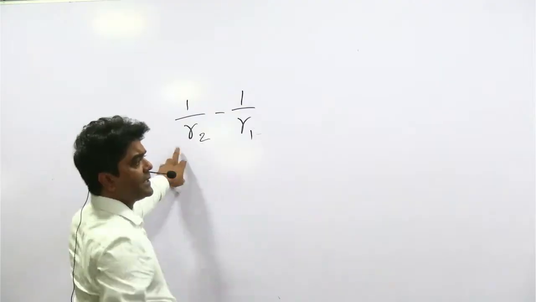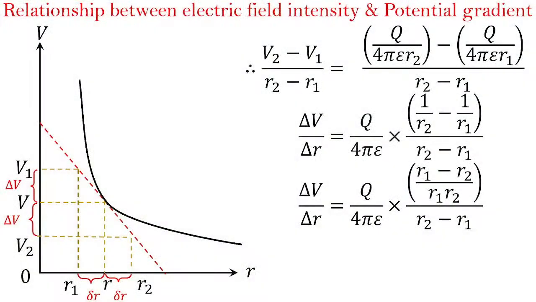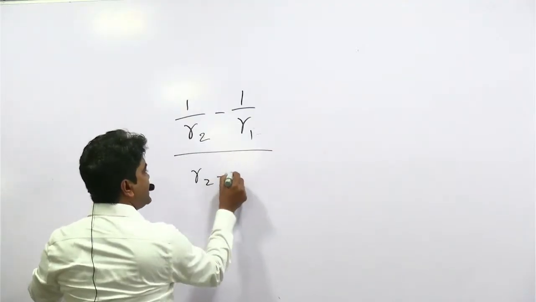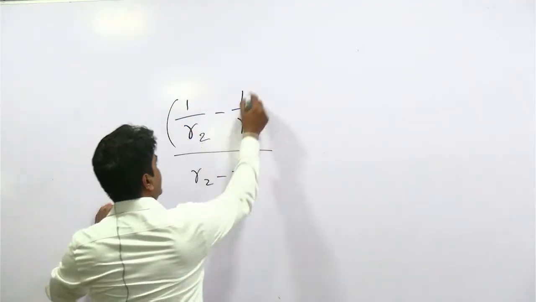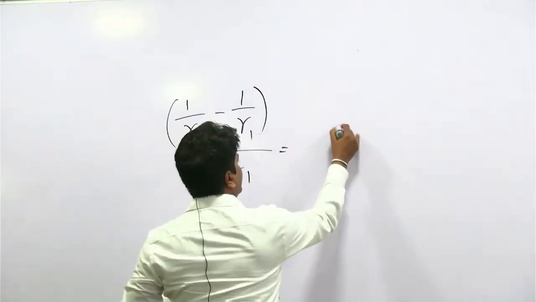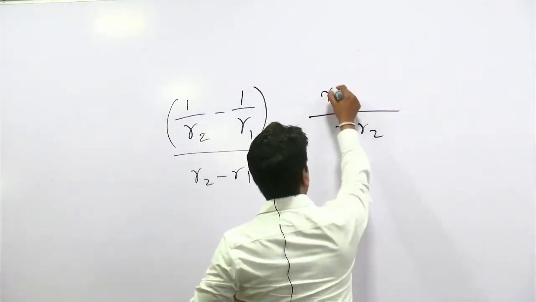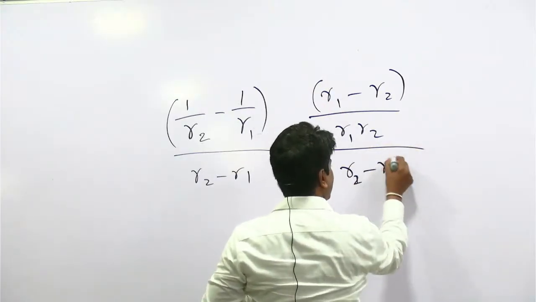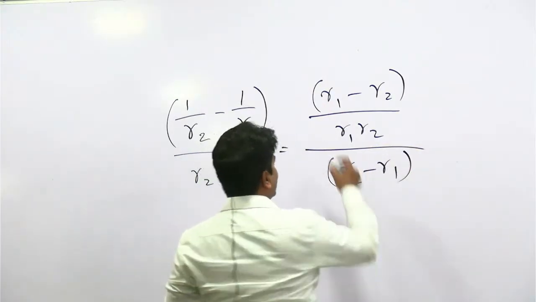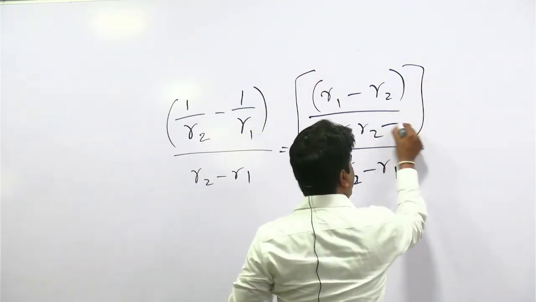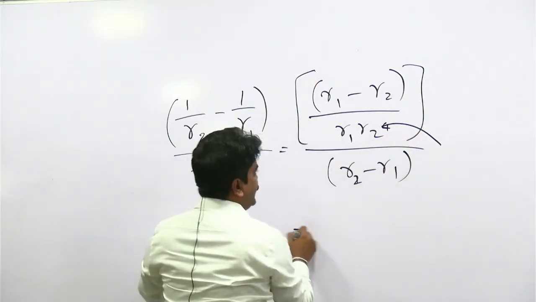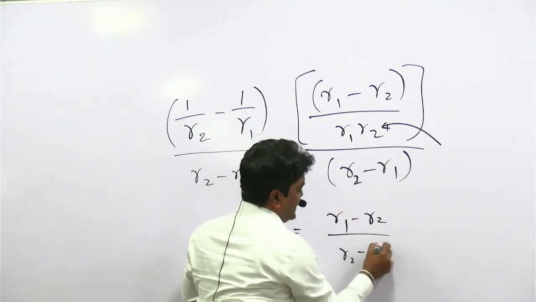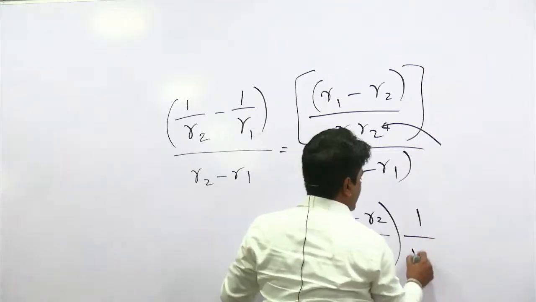Just go to the slide. Slide, yeah, R2, right, okay. Over R2 minus R1. So this is the calculation for bio students. R1 R2 over R1 minus R2 over R2 minus R1. So this is the denominator of a numerator. So it is coming down. So R1 minus R2 over R2 minus R1 over R1 R2.